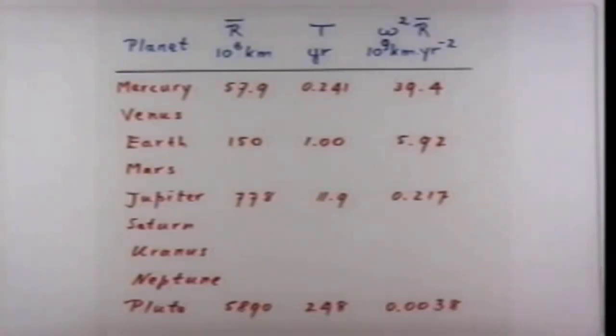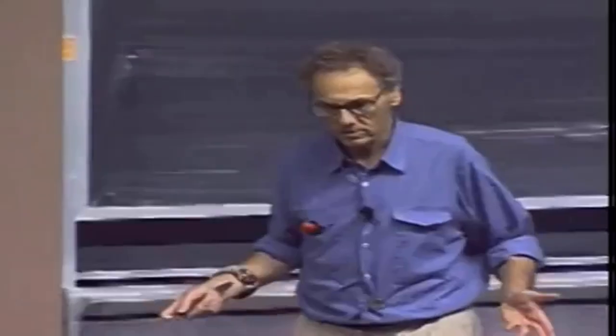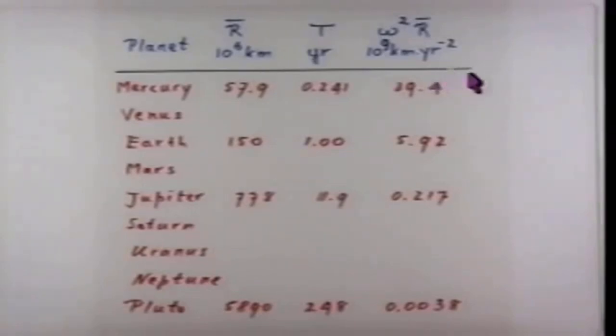Then, since I know the periods, I can calculate omega. Omega is 2 pi divided by T, so I know omega. And then I take omega squared times the mean distance to the Sun, and this is, of course, the centripetal acceleration. So the planets experience this centripetal acceleration in some crazy units, but who cares about the units here? And notice that Mercury, which is 100 times closer than Pluto, has a centripetal acceleration which is 10,000 times larger than Pluto. 100 times closer, a 10,000 times larger centripetal acceleration.